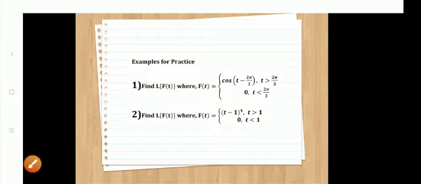In the next lecture, we will see some important properties of the Laplace transform.